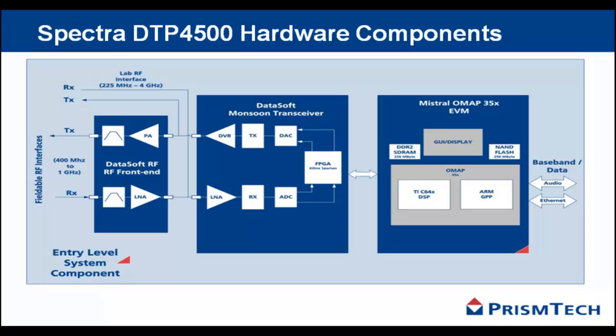The option to extend beyond baseband to RF is provided with the DataSoft Monsoon transceiver. The transceiver includes an FPGA integrated with the GPP and DSP processors. The transceiver is intended for laboratory environments. If the need arises to extend testing to an electromagnetic environment, families of front-end modules are in development covering RF frequencies from 400 MHz to 1 GHz.